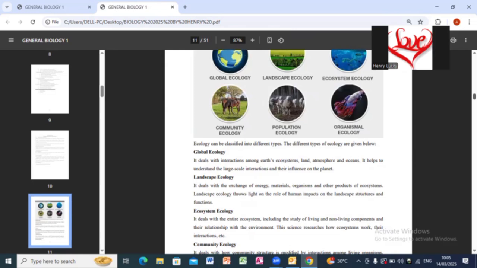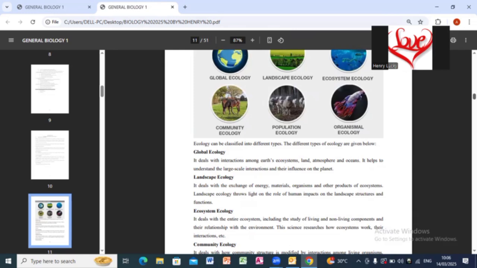But landscape ecology deals with the exchange of energy, materials, organisms, and other products of the ecosystem. Now, one of the differences between global ecology and landscape ecology is that global ecology deals with interaction among Earth's ecosystem, land, atmosphere, and ocean. But landscape ecology deals with the exchange of energy and materials. An example of it is what happens in the food chain and the food web. So this is what landscape ecology is practically telling us about.